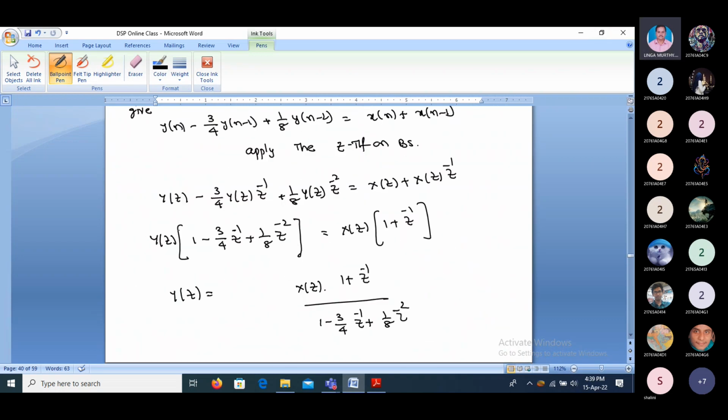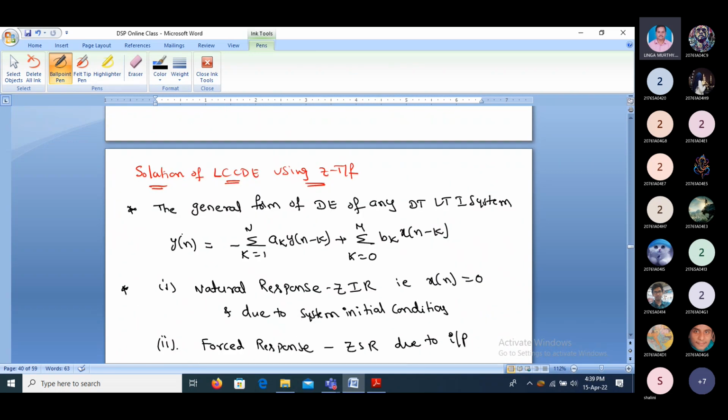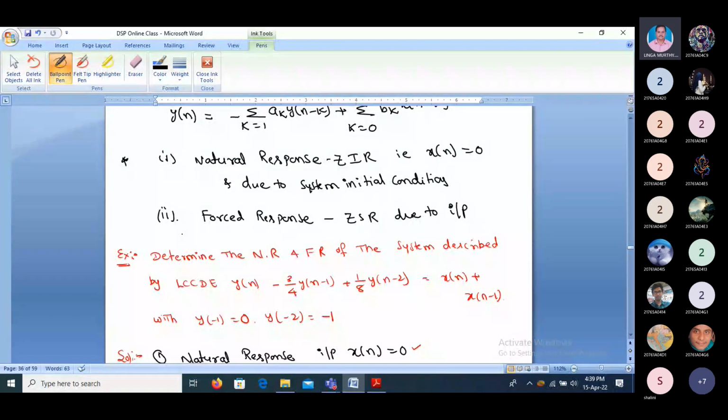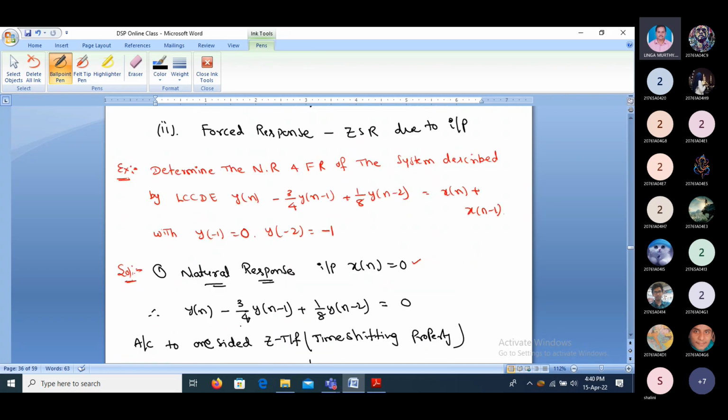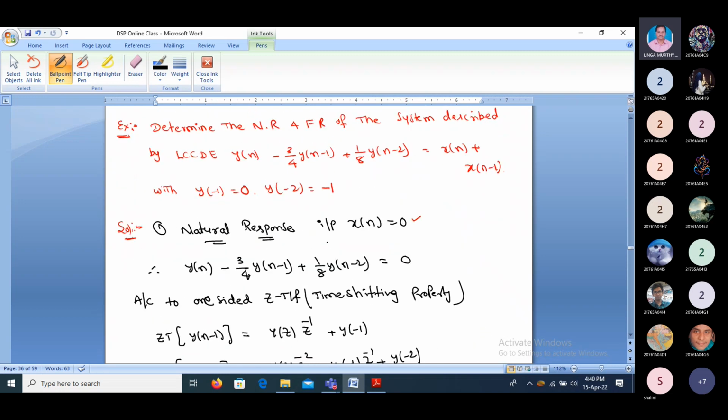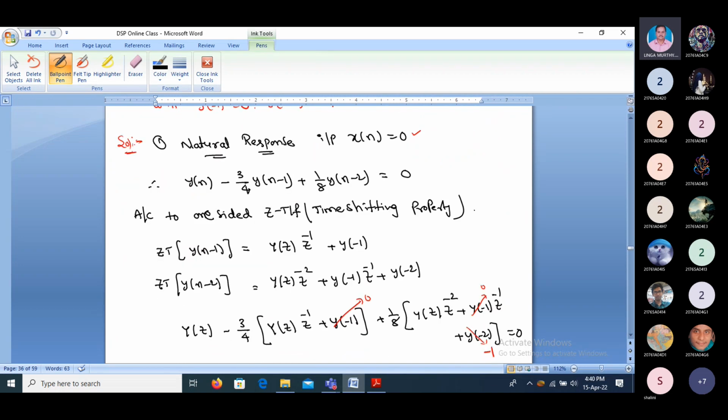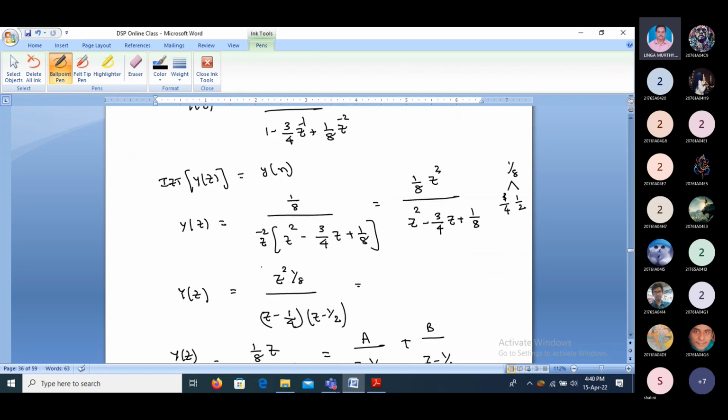So how to solve the difference equations using LCCDE. Generally, from the solution of the LCCDE, after solving it we can obtain two responses. One is the natural response, the second is the forced response. Generally the natural response is called the zero input response, whereas the forced response is called the zero state response, which is obtained due to the input, whereas the natural response is obtained due to the system's initial condition. So this is the natural response. Input x(n) is equal to 0. So here y(n) minus 3/4 y(n minus 1). Here we can apply the time shifting property of the one-sided z transformation, and we obtain the natural response. This is the one method.